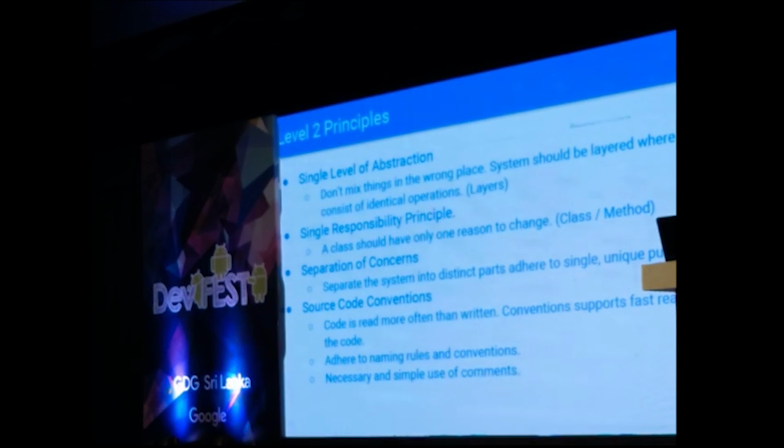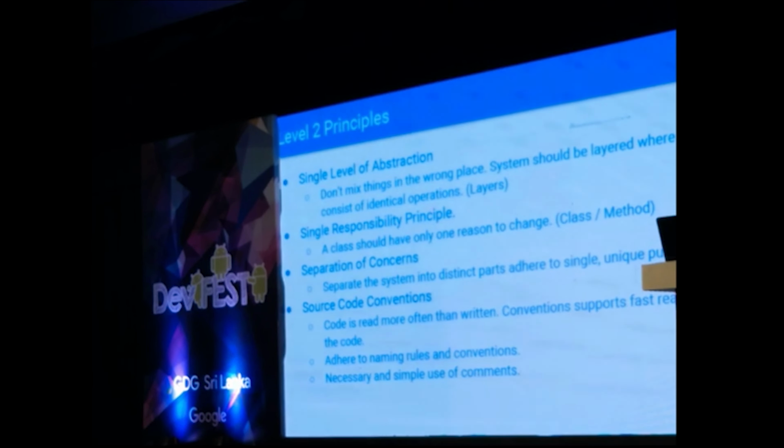And level 2, the focus of level 2 is mainly applying some basic principles of code. The main focus is on increasing productivity and automation of things. So there are 4 main principles in there. The first one is single level of abstraction.